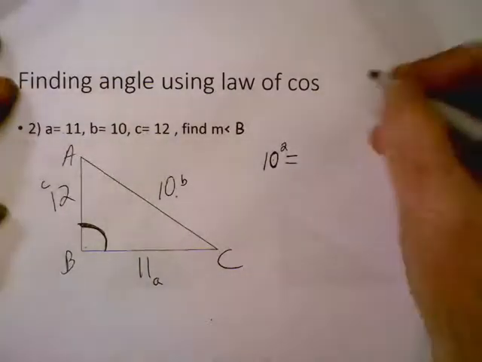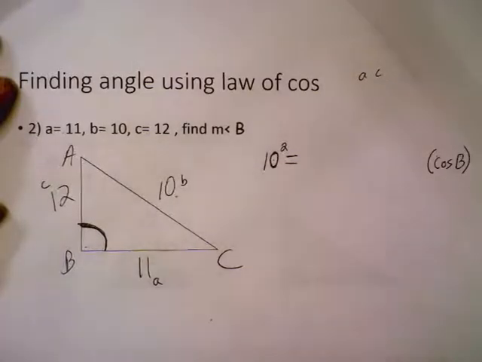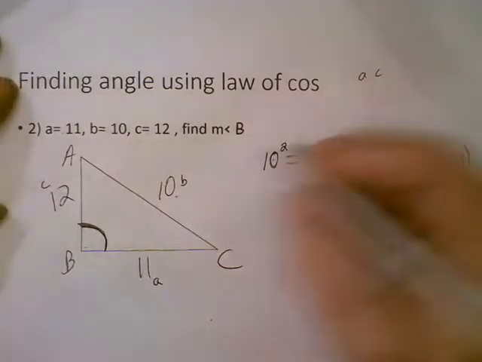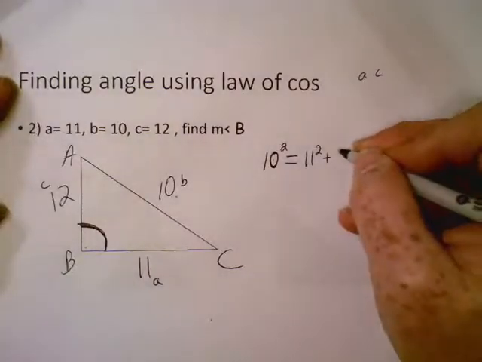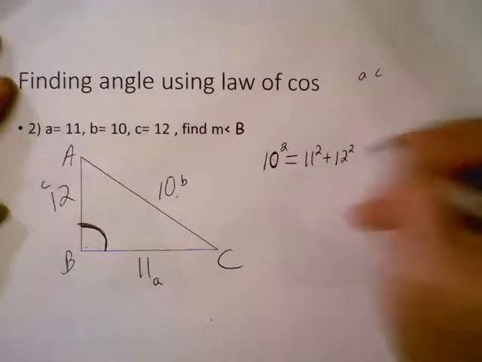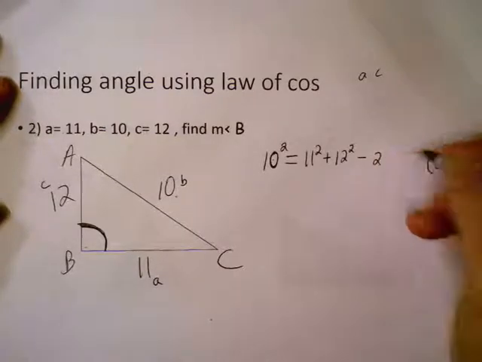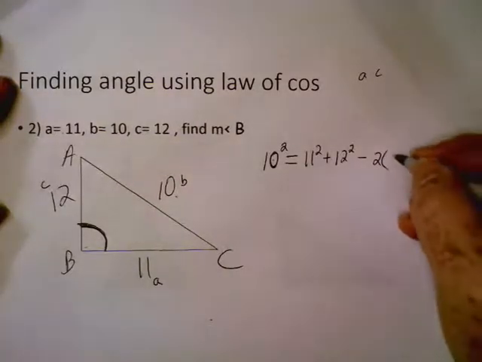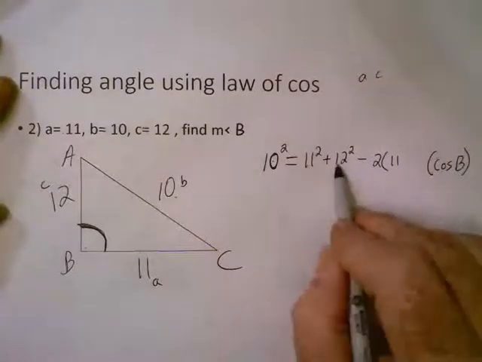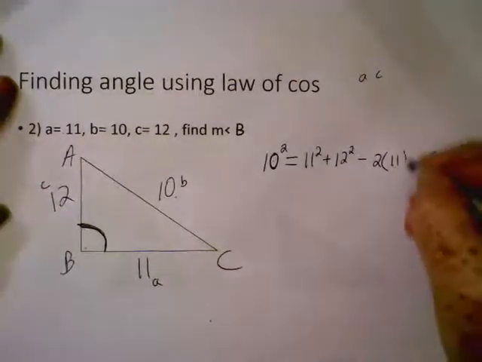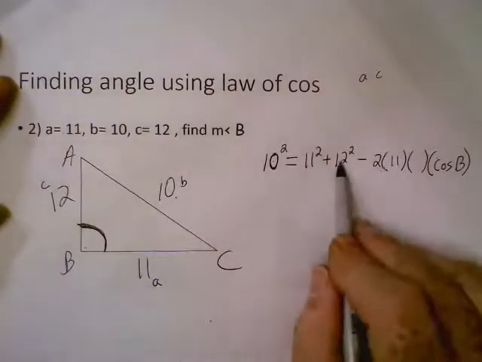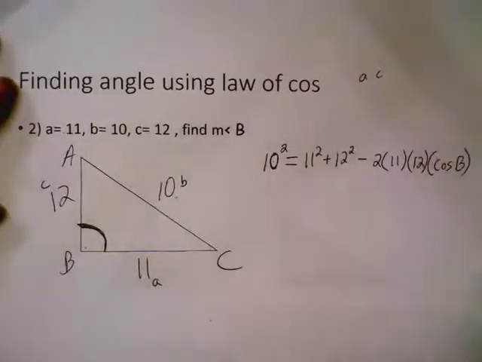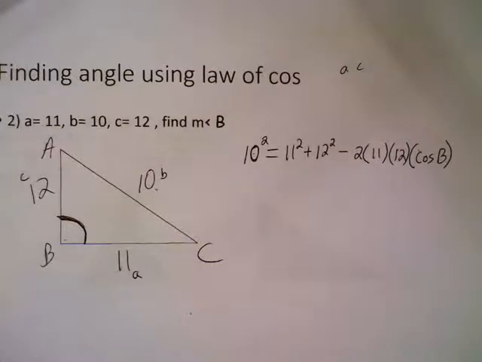Then our other letters are A and C, and we're just going to put them in here. A squared plus C squared minus 2 times A. Same, these two numbers right here go right here also. So if that was 11, that came first, and you put the 12 right here. That's your setup for your equation.